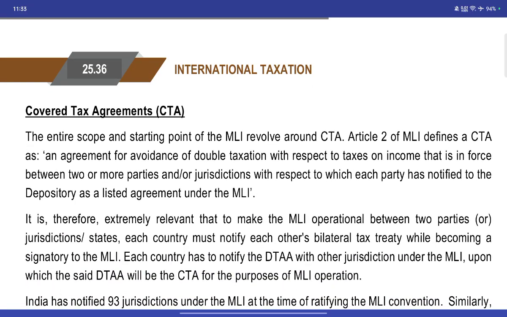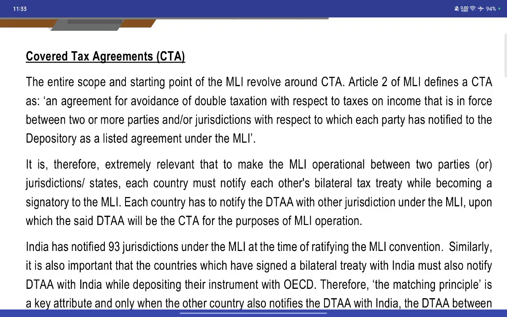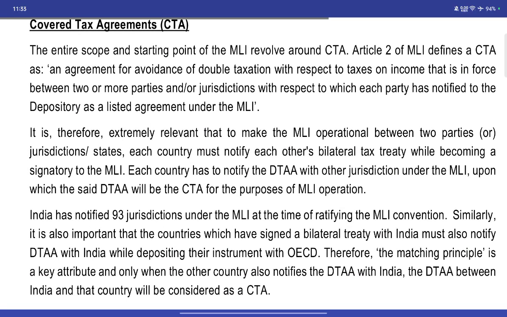Coverage of tax agreement, CTA. The entire scope of the starting point of the multilateral instrument revolves around the CTA. Article 2 of the MLI defines a CTA as an agreement for avoidance of double taxation with respect to taxes on income that is in force between two or more parties or two or more jurisdictions, in respect of which each party has notified to the depositary as a listed agreement under the multilateral instrument.